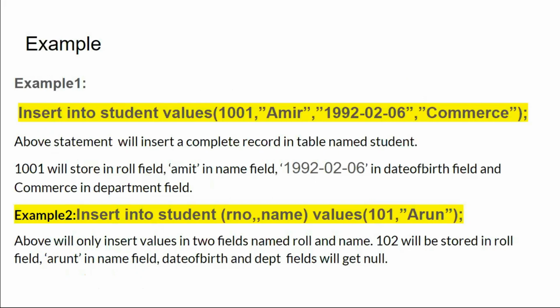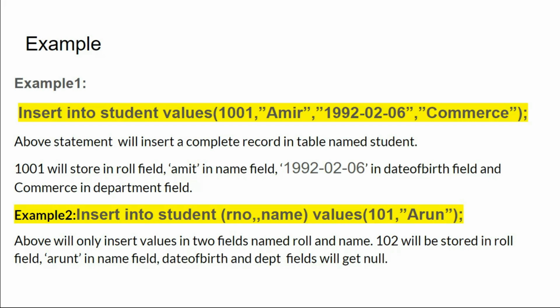Here I have given two different cases. One is along with a field name, another one is without a field name. The first one I have given without the field name: insert into student values, then the values. Each value denotes the roll number, name, date of birth, and department. This is the order I followed in my table creation, and the data will be inserted in the same order.